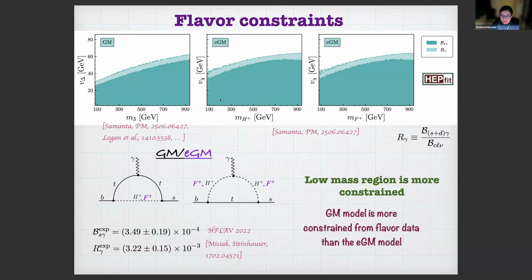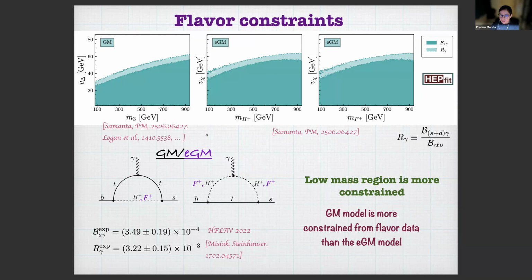But for the extended Georgi-Machacek model, these two singlets actually mix, and because of that you have two singlet scalars that couple to the fermions. So the flavor sector gets more interesting for the extended Georgi-Machacek model. If you calculate the constraints coming from B to S gamma and R gamma, which is basically the ratio of B to S plus D gamma over B to C l nu, this is the R gamma.